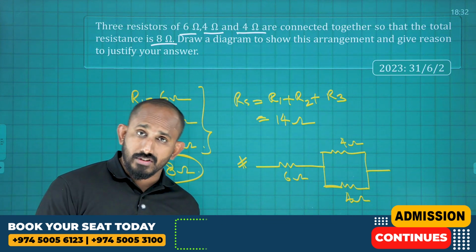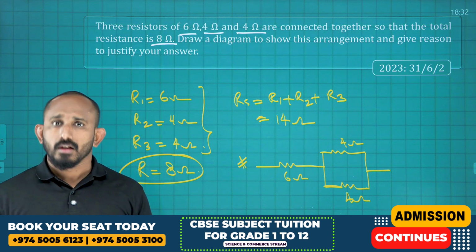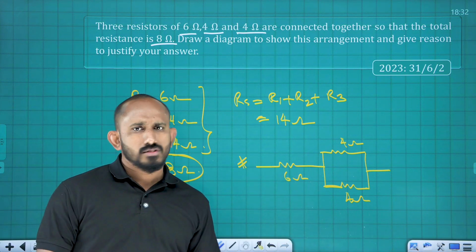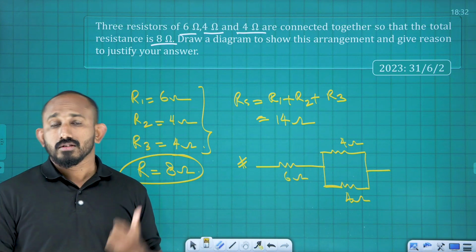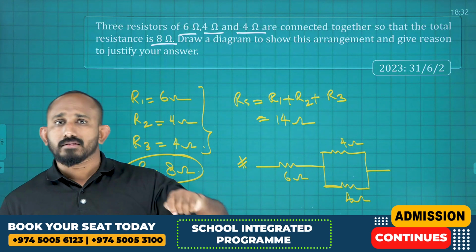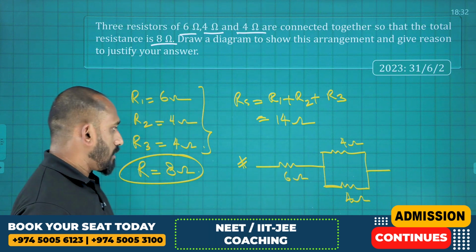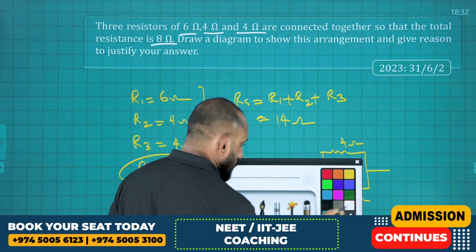Now the other way you can also check it: 6 and 4 in parallel, then the other 4 in series. You won't get the same answer. With 6 and 4 in parallel, you get 6 into 4 by 6 plus 4, and the total will be more than 8. Okay, so here is the answer.